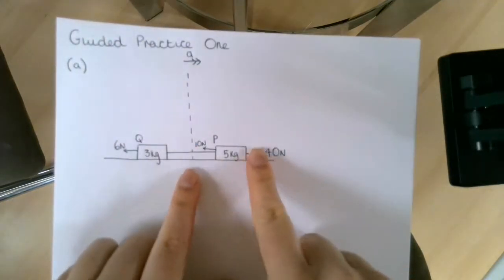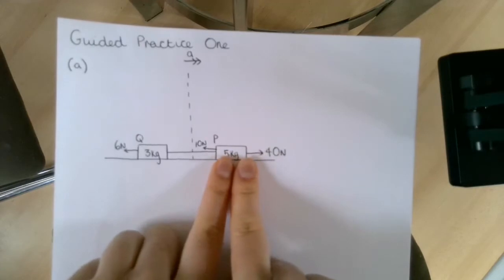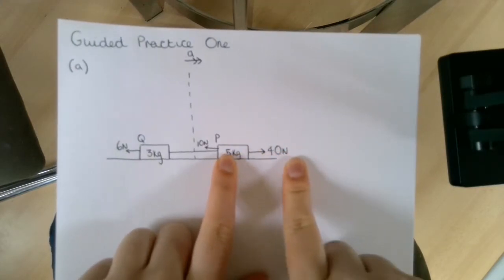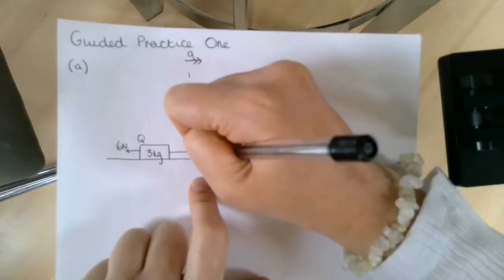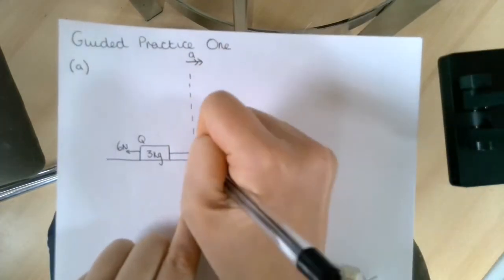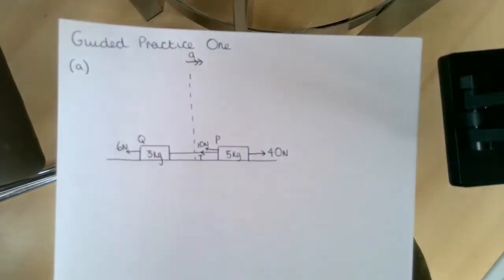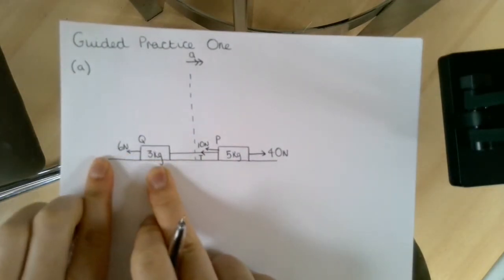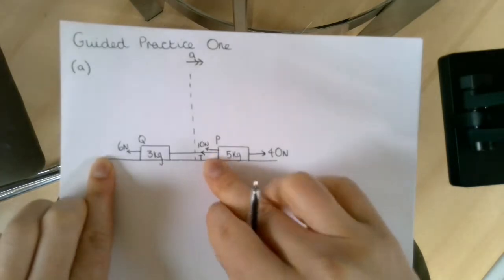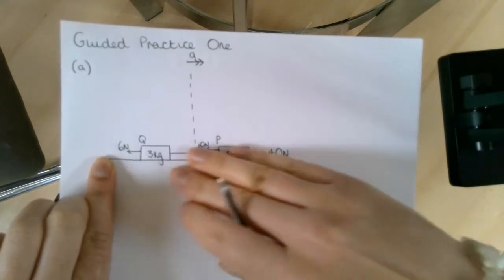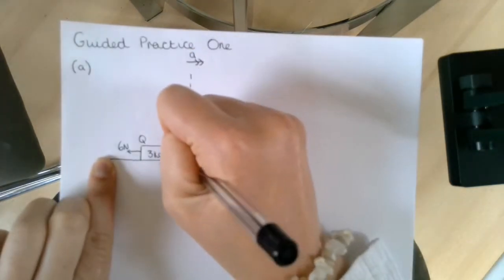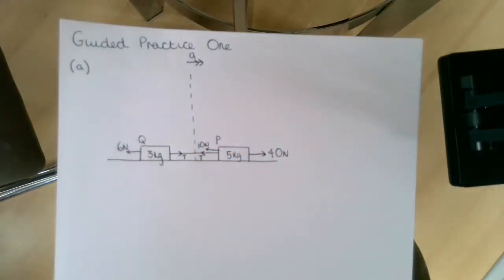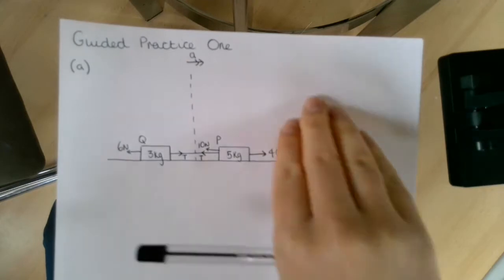Now, if we consider this particle here, it's being pulled to the right, which means that the tension in the string must be going this way. This particle here, it's got a frictional force going to the left, and it's being pulled by this string, so we must have tension going this direction. So I've drawn my force diagram.